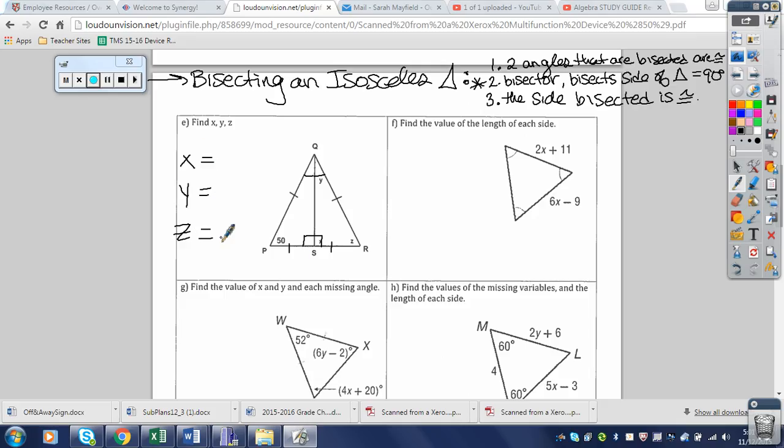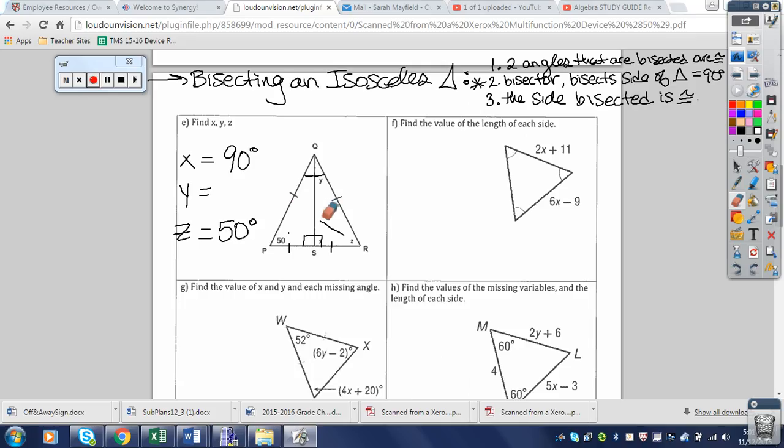Which one do I immediately know right now? I immediately know X, which is 90 degrees. What's another one I immediately know? I immediately know Z is 50 degrees. How come? Notice it's an isosceles triangle. The big triangle is isosceles. So if this angle is 50, that angle has to be 50.